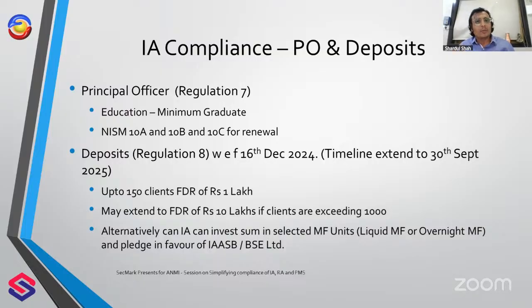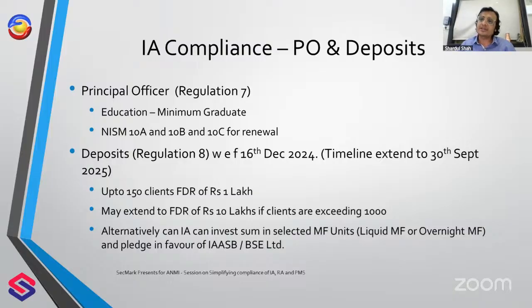For IA, a principal officer requirement is there, and there are two eligibility criteria for a person to be a principal officer. One, the educational qualification, that the person should be a graduate. Second, the certification, that is, NISM series 10A and 10B should be cleared by the person before the application is made to the authority.